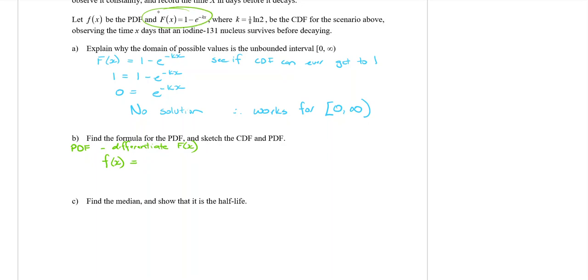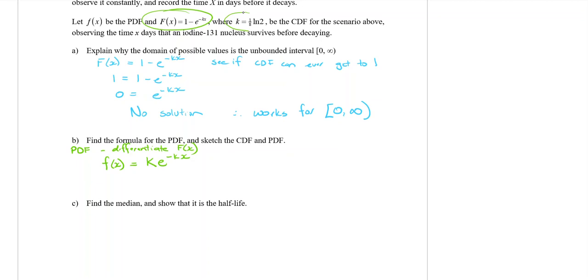When I differentiate it, the 1 will disappear. The exponential part, the minus k will come down. With the minus that's already at the front, it becomes positive: k e to the negative kx. Okay, that would be the equation. However, I do happen to know what the constant is. Remember back here, constant k is equal to 1 over 8 ln of 2.